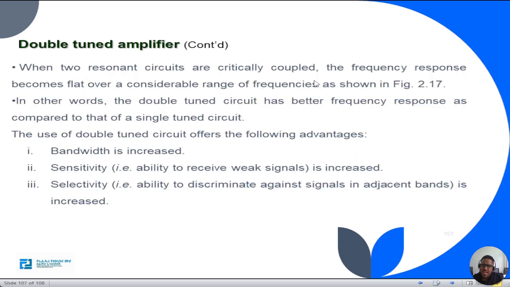When two resonance circuits are critically coupled, the frequency response becomes flat over a considerable range of frequency, as shown in figure 2.7. In other words, the double tuned circuit has a better frequency response as compared to the single tuned circuit. The use of double tuned circuits offers the following advantages over a single tuned circuit or amplifier. Bandwidth is increased. Sensitivity, that means the ability to receive weak signals, is increased. Selectivity, the ability to discriminate against signals in adjacent bands, is increased.